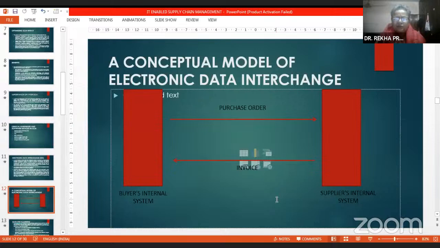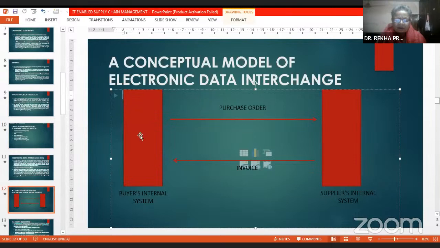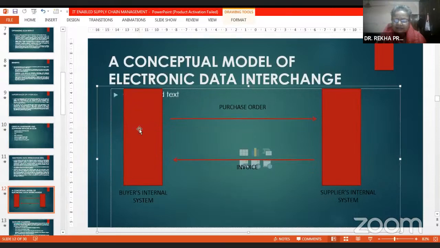So this is a conceptual model of electronic data interchange where you have the buyer's internal system and the supplier's internal system. It sends a purchase order and it gets the invoice, and then the whole process starts.